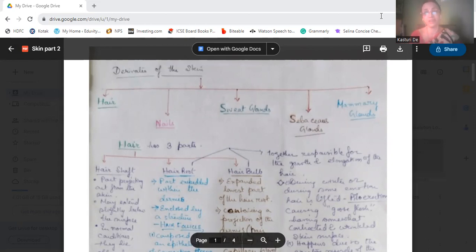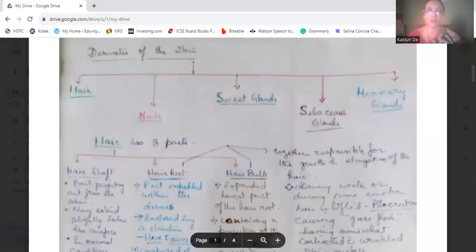Hair is a skin derivative, which is a part of the skin. It comes out from the dermis of the skin. So it has three parts, that is hair shaft, hair root, and hair bulb. Together, this hair root and hair bulb are responsible for growth and elongation of the hair. Now, what is hair shaft?